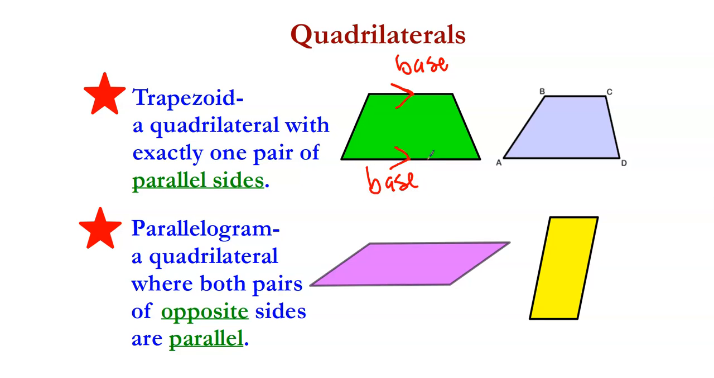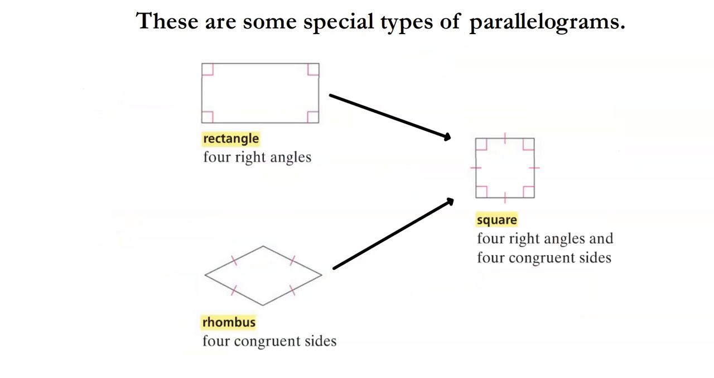Now parallelograms, they are quadrilaterals where both pairs of opposite sides are parallel. So they actually have a parallel side here, and then what I'm going to do is I'm going to put two arrows to show you that these two sides are different, but the left side and the right side are parallel, and the top and the bottom are parallel. That is a parallelogram, and this is a trapezoid. Okay. So next, there are some special parallelograms.